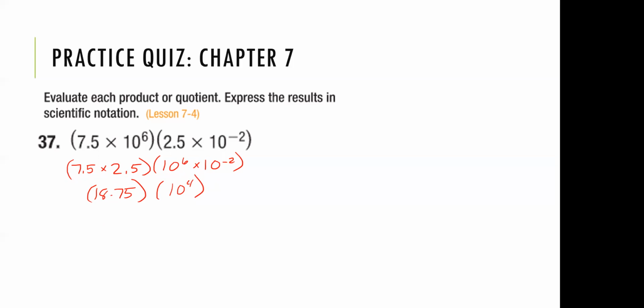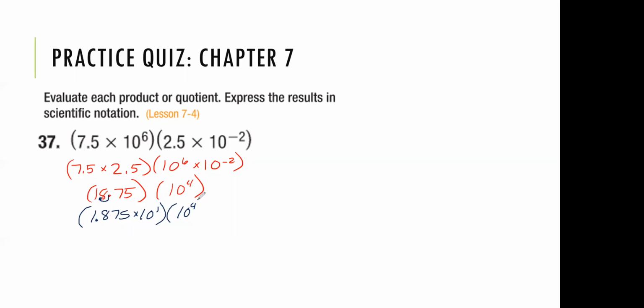But here, we cannot have 18.75 if we're going to write this in scientific notation, okay? Because this term needs to be greater than 1 but less than 10. So we've actually got to move this over one place value, right? So this ends up becoming 1.875 times 10 to the first, because we moved our decimal point over once, times 10 to the power of 4.